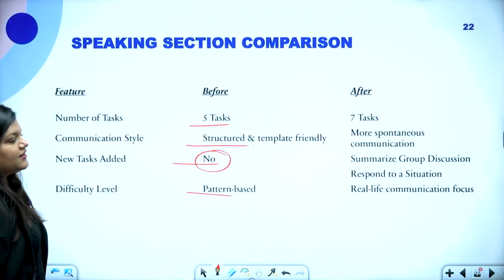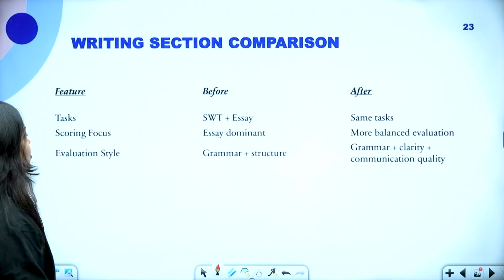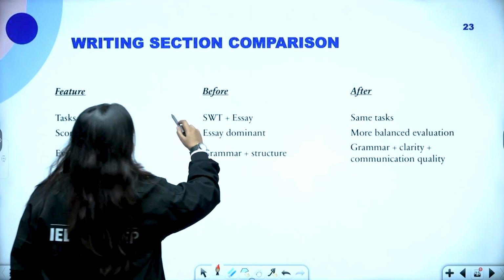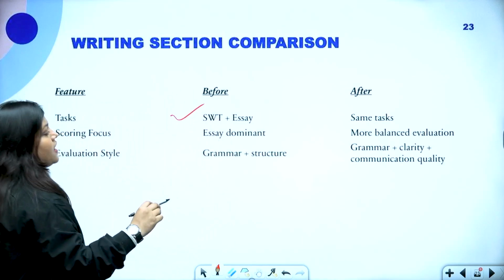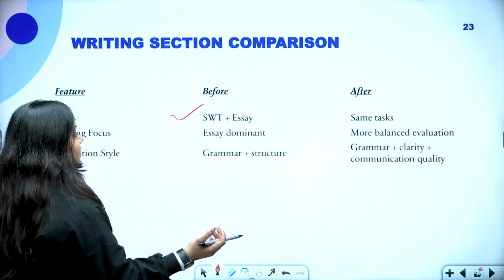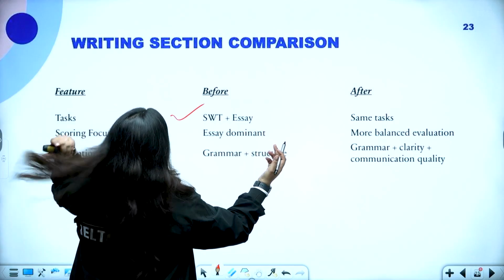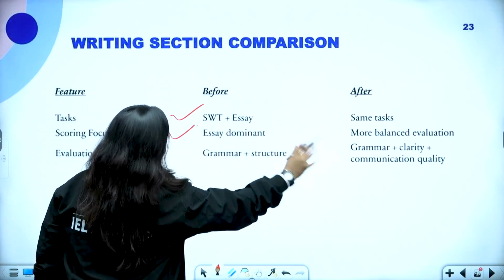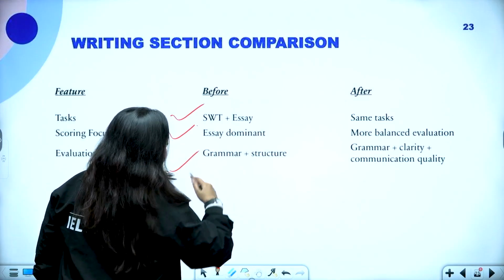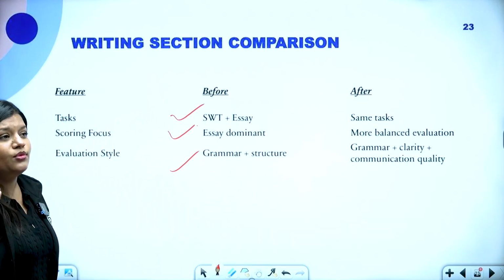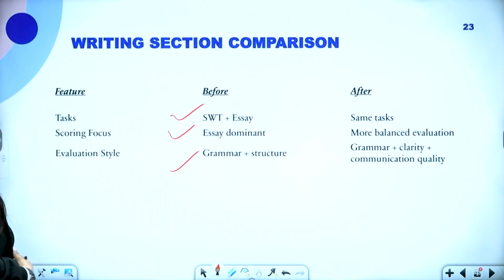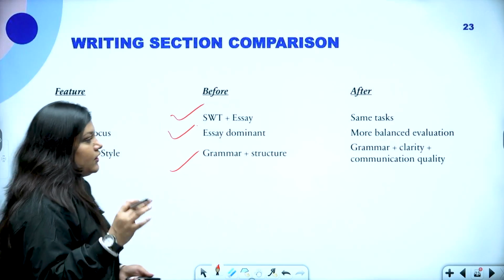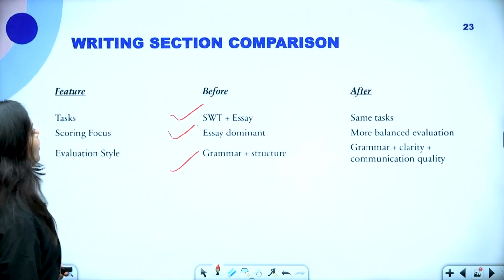And the pattern based is real life communication focus, while writing is SWT, which is summarize written text, and essay at the same time. And the same task we can encounter now also after the update. Essay dominant, more balanced evaluation: grammar, structure, clarity, communication quality, sorry. So this is what we have, okay.